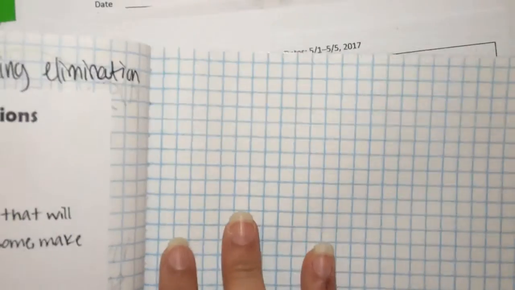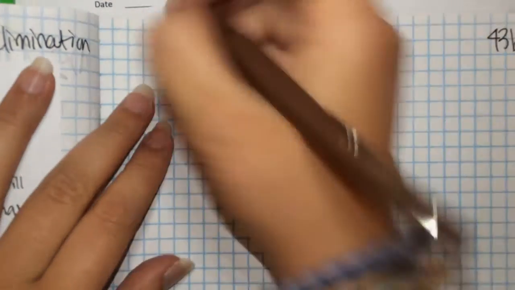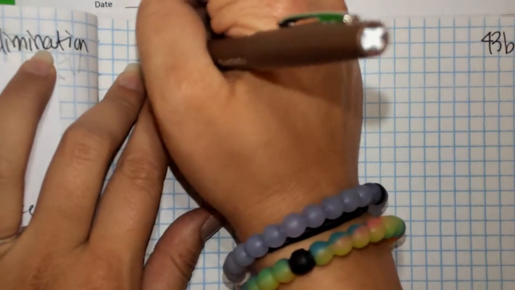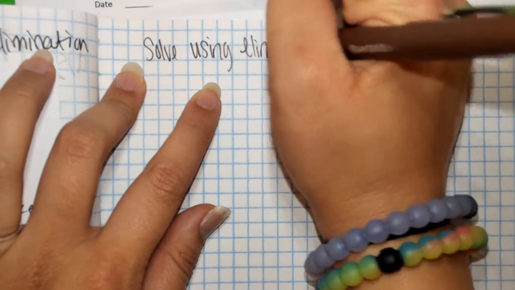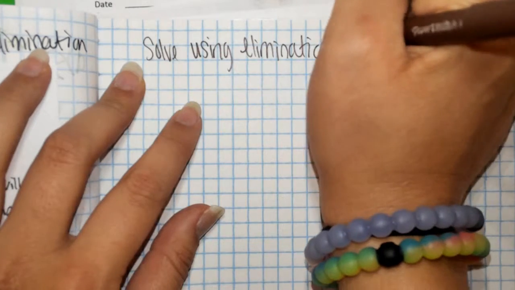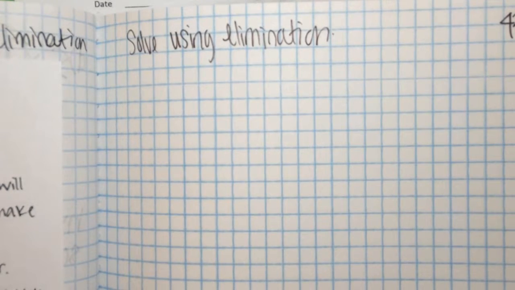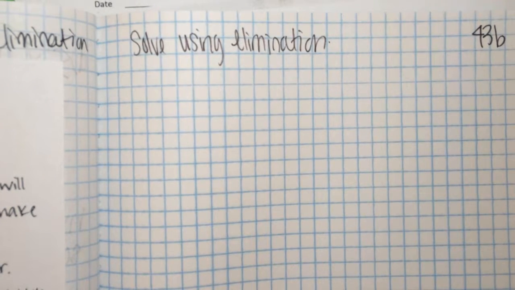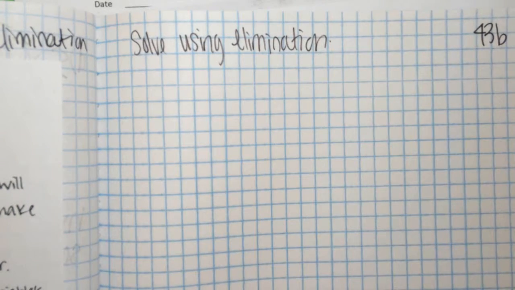So I want you to come over here. This is 43b. I want you to write solve using elimination at the top. Now, remember, elimination means that you're trying to take out. So what we're trying to do is get our variables lined up together and have one that has opposite signs and the same number. So inverse coefficients means opposite signs and the same number.